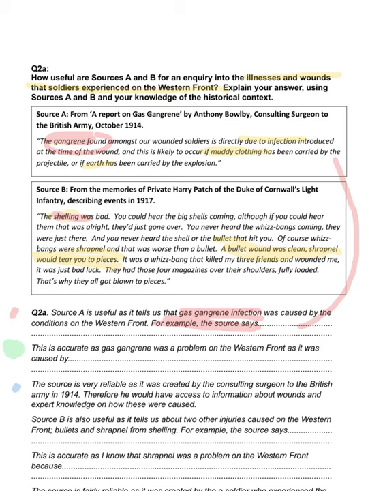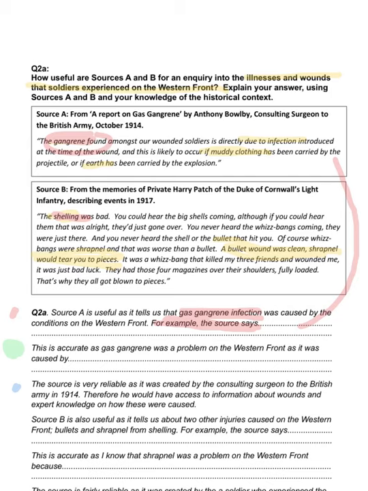Gas gangrene was caused by some of the soil that they used, the farmer's soil that had things like fermentation stuff in it, things to make the soil grow. It had bacteria and it got into people's wounds, and that caused gas gangrene, as did mud on clothing. And that caused infection, and it caused, as you can see, gangrene from wounds.